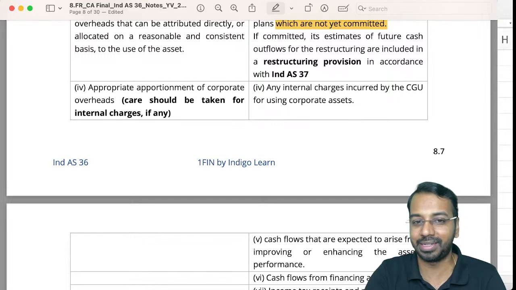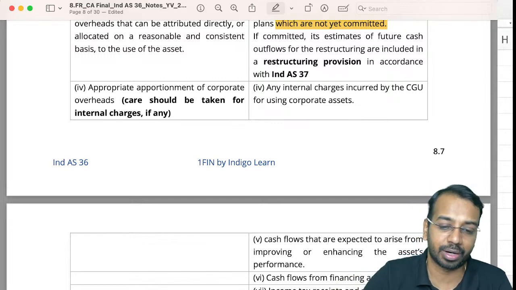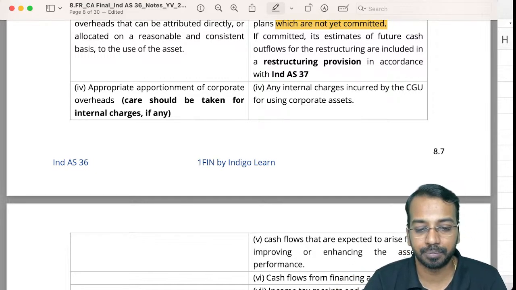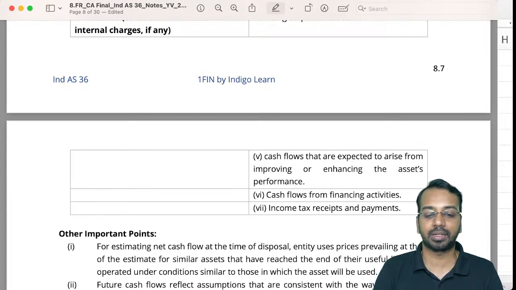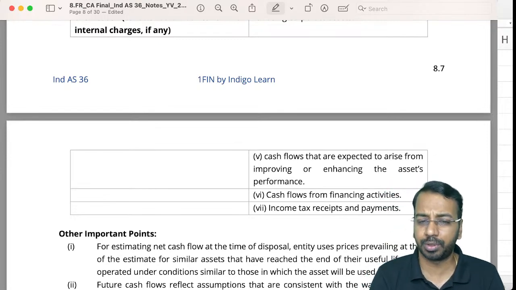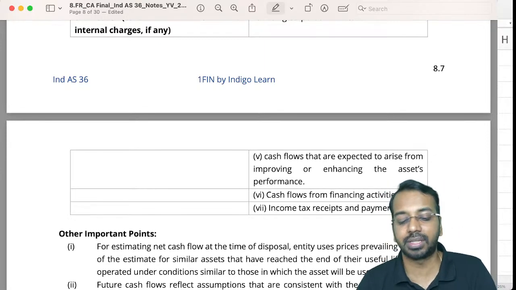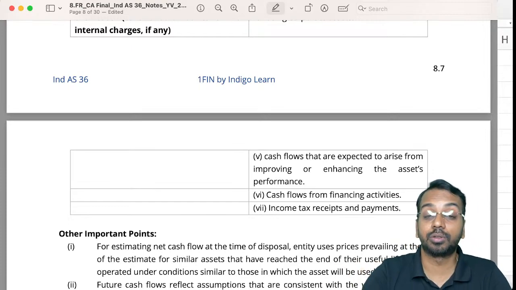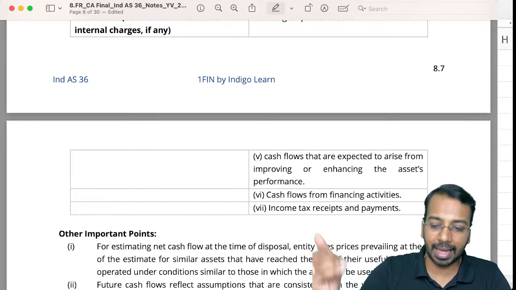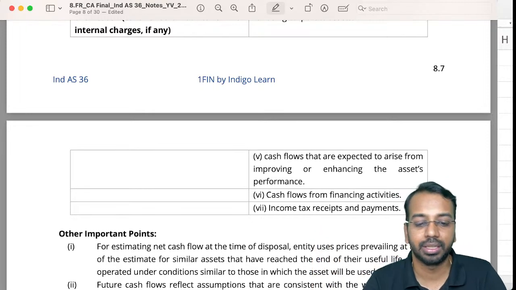Okay, actually payment received doesn't happen, but such kind of double counting should be avoided. Then cash flows that are expected to arise from improving or enhancing the asset performance. Meaning to say, in future, because we enhance that asset and because of which the cash flow will increase, those things should not be considered. If you have committed to the plan, both the plan and the related cash flows can be included.